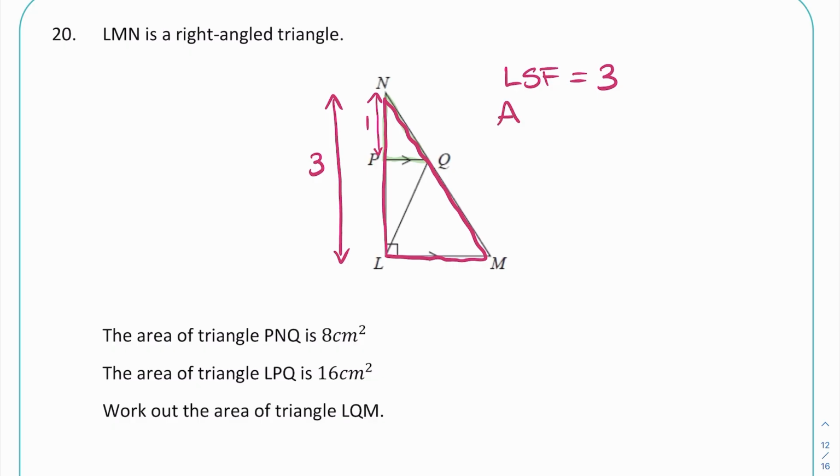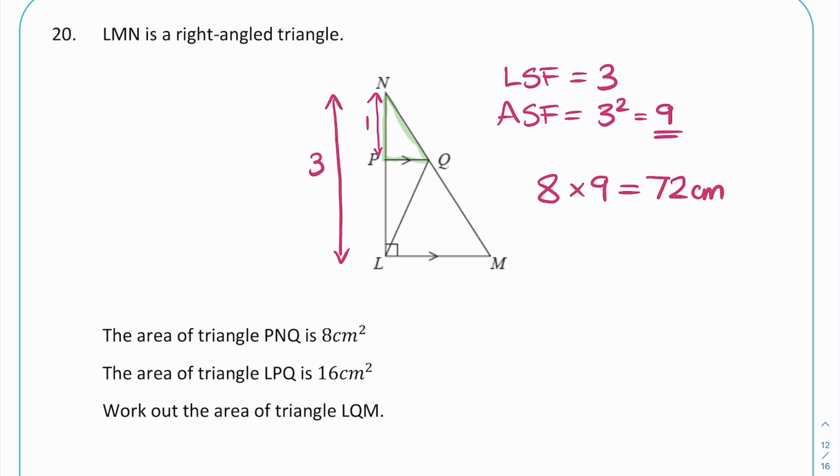That means the area scale factor between them, as we're looking at areas, would be equal to 3 squared, which is obviously equal to 9. So to get from the smaller area to the area of the full triangle, we'd have to multiply it by 9. So if that smaller triangle has an area of 8, to get the area of the whole thing, we would do 8 times 9. And 8 times 9 will give us an area of 72 centimetres squared. But that is for the triangle NLM.